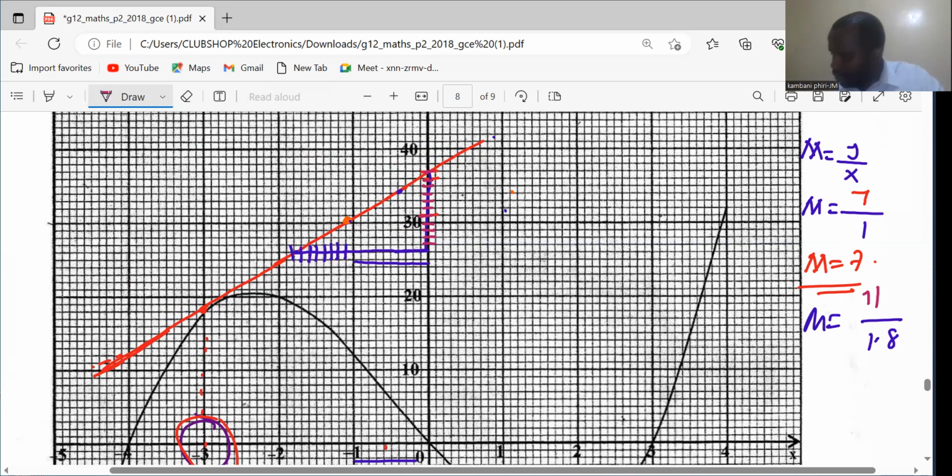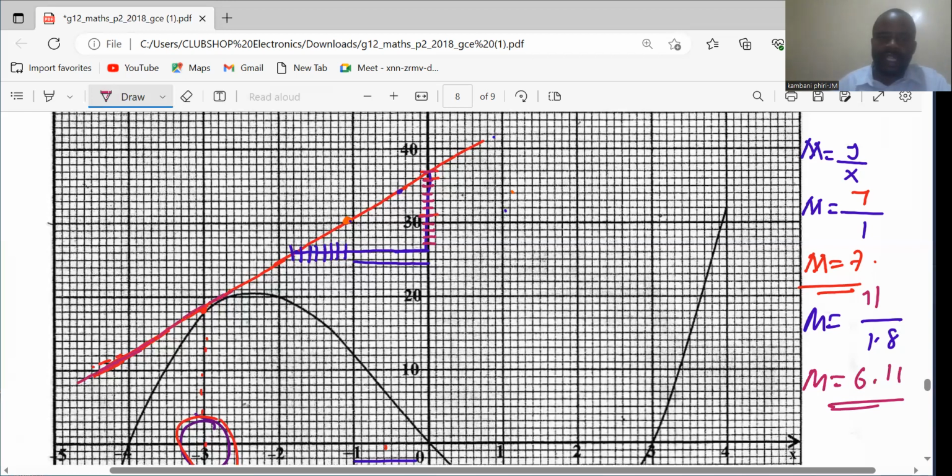11 divided by 1.8. Okay, so you're getting about 6.11. Yeah, this is what you are going to get. So you can see the difference is as a result of the line that we have drawn. If you use your ruler, you will not get any difference. The answers will be the same. I just used my freehand to draw this line.